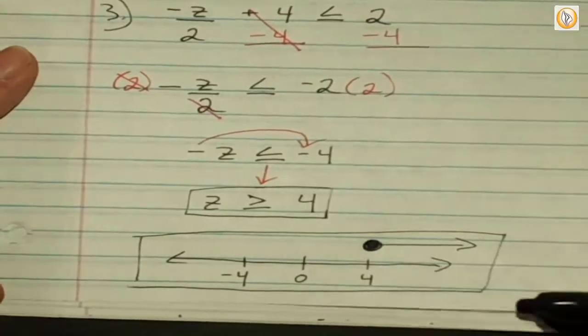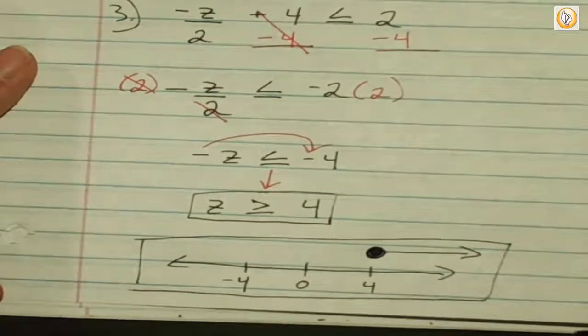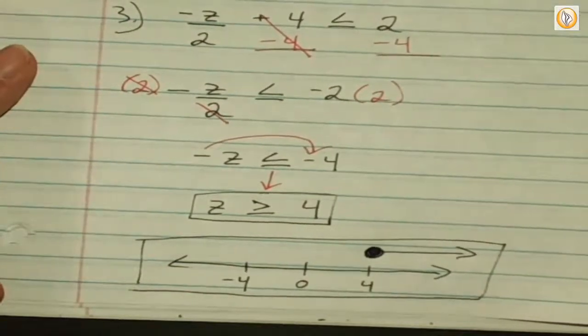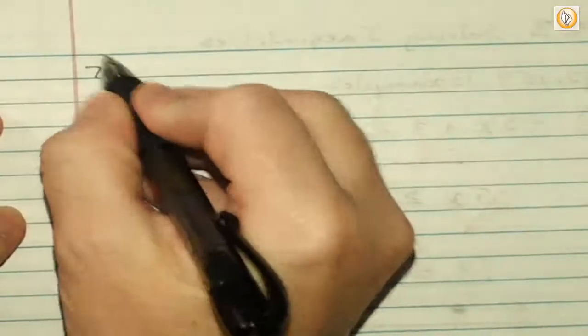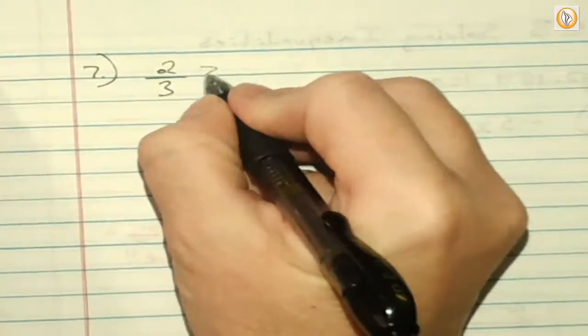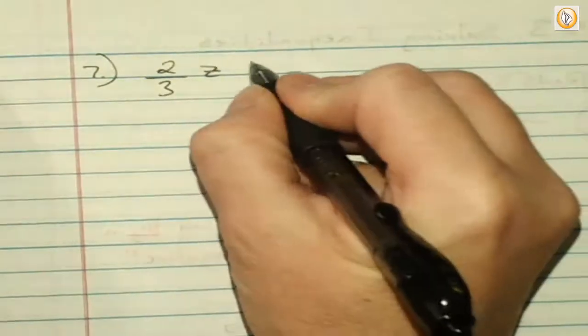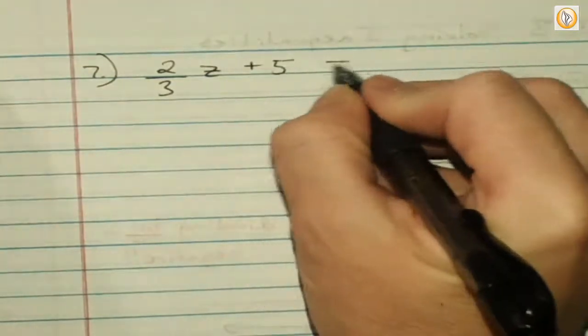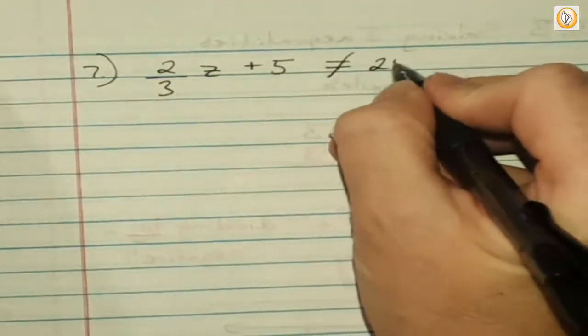Any questions so far? Y'all have this? All right, number 7. Okay, now we're entering the section where we don't have to graph it. All right, let's see. Taylor, 2 over 3z plus 5 does not equal 25.